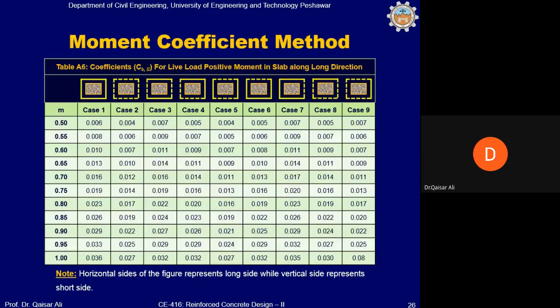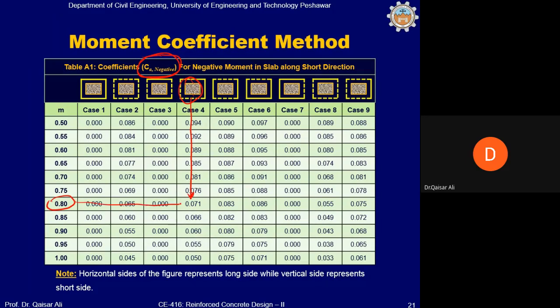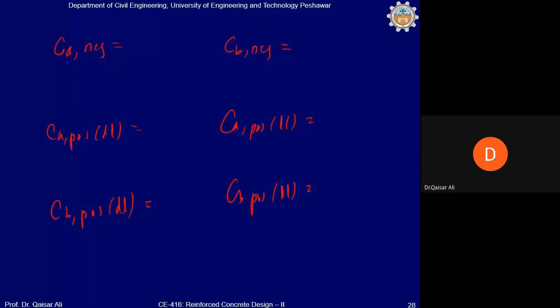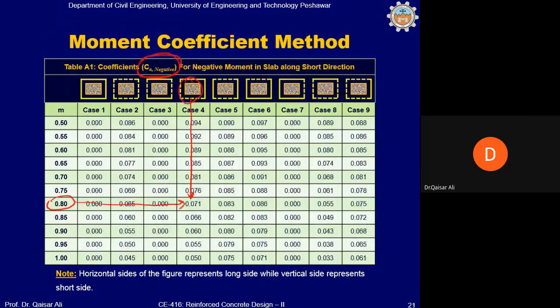Starting from Ca negative, so table first because it corresponds to Ca negative. Now M is 0.8 for our case, and panel 1 corresponds to case 4. So the Ca negative coefficient value will be how much? 0.071, sir. Note it down: Ca negative is equal to 0.071.